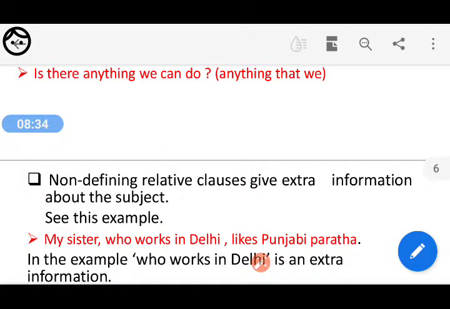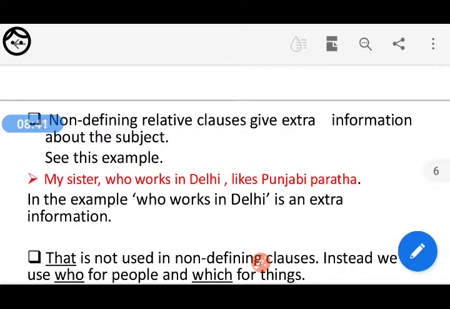Now you see, non-defining relative clause. It gives extra information about the subject. See this example. My sister who works in Delhi likes Punjabi paratha. My sister likes Punjabi paratha also gives the full sense. But this is extra information. My sister, which sister? Who works in Delhi. In the example, who works in Delhi is extra information.